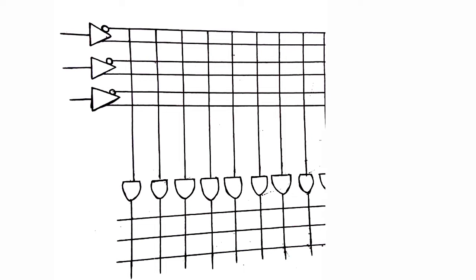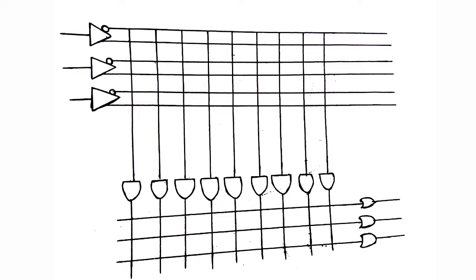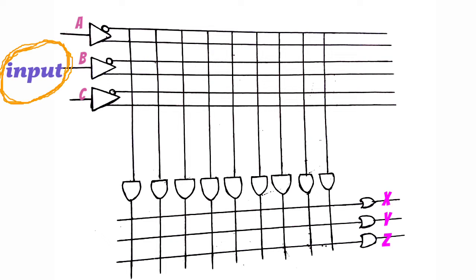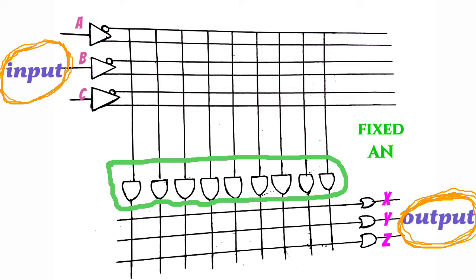programmable array logic. Here we can see the block diagram of programmable array logic. At the top we can insert the inputs, and at the bottom are the outputs. In the diagram, there is a fixed OR array, so it is mandatory in programmable array logic.